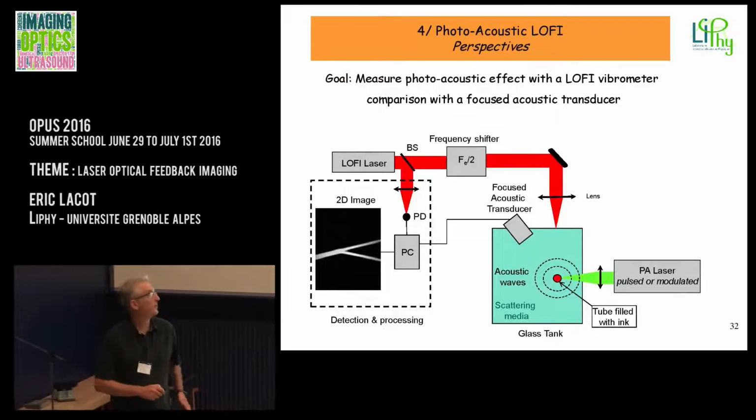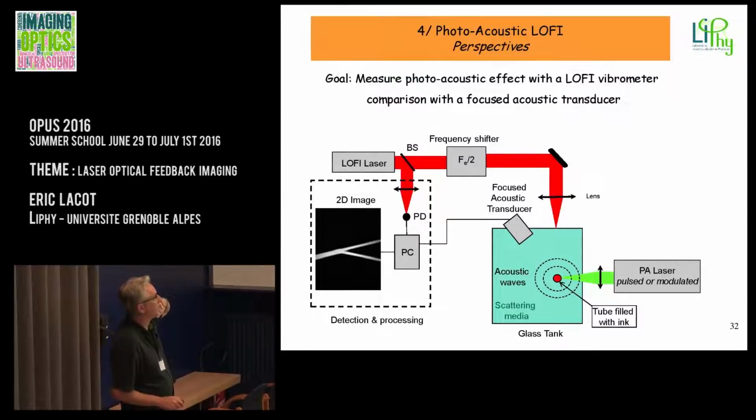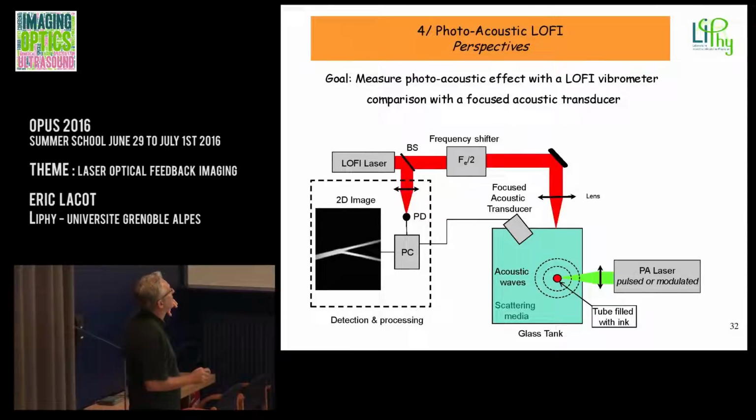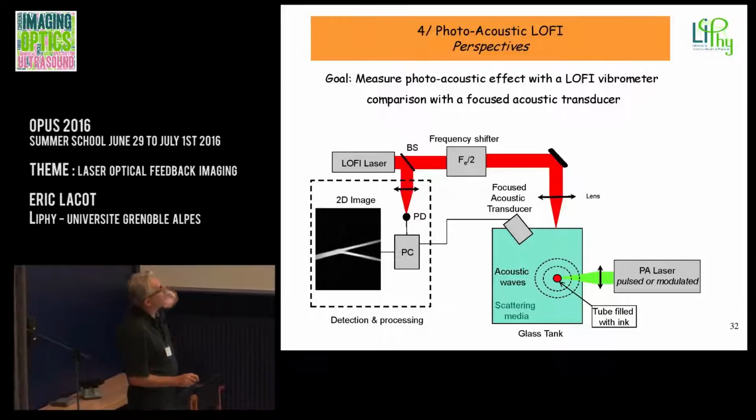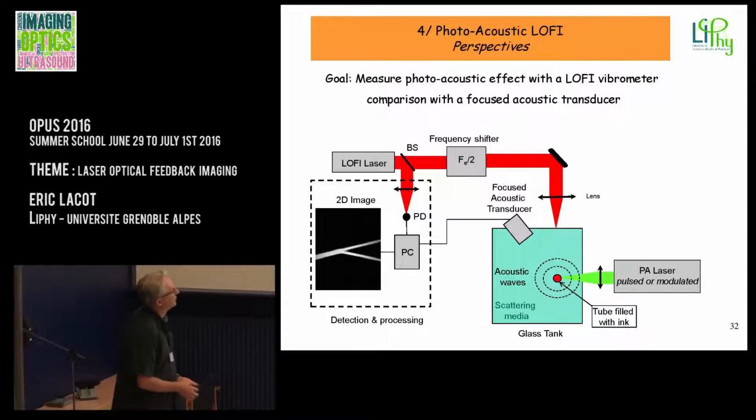Now I would like to give you some perspectives about the use of the LOFI vibrometer for the detection of acoustic waves generated by the photoacoustic effect. Our goal is to measure the photoacoustic effect with a LOFI vibrometer and to make a comparison with a focused acoustic transducer for the detection. So again, the LOFI microscope is here: the laser, the frequency shifter, and the laser beam focused on the surface of the water. For the generation of the acoustic wave, we have used a pulsed photoacoustic laser, and the absorbing medium is a tube filled with ink.